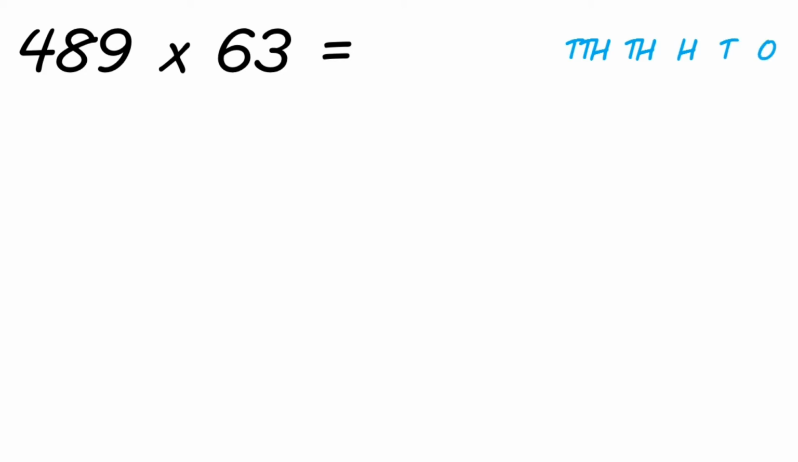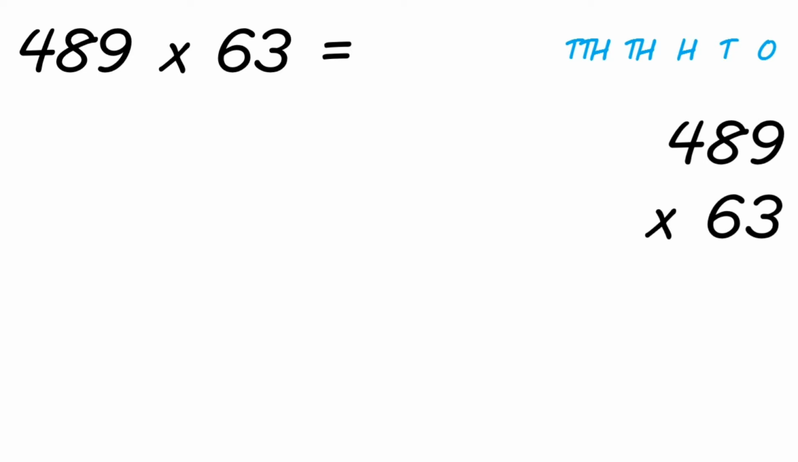Now, because it's a 3 by 2 digit multiplication, you're probably going to get into your 10,000s columns. So we're going to put our 489 in under the hundreds, tens and ones, then put our 63 in under the tens and ones. Remember the multiplication sign so that you don't forget which method you're doing throughout the method.